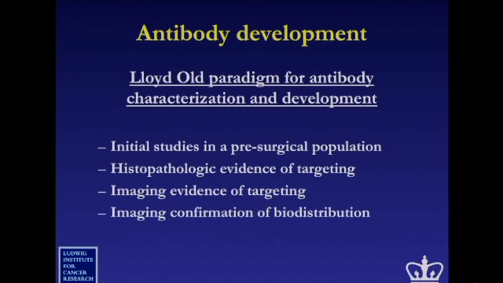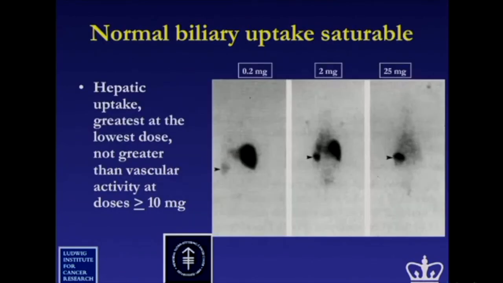Dr. Old had a paradigm then for antibody characterization, which is that we radio-labeled the antibody and we injected it into patients at various mass amounts because we thought that that was the best way to get information on antibody characteristics. We also insisted that all these patients be surgical candidates so that we would get tissue. This is how it's relevant.